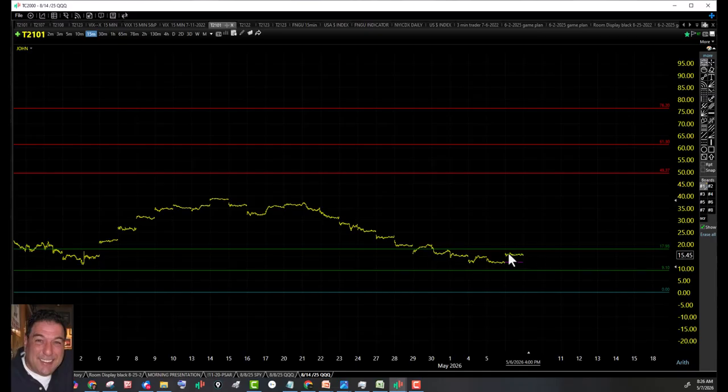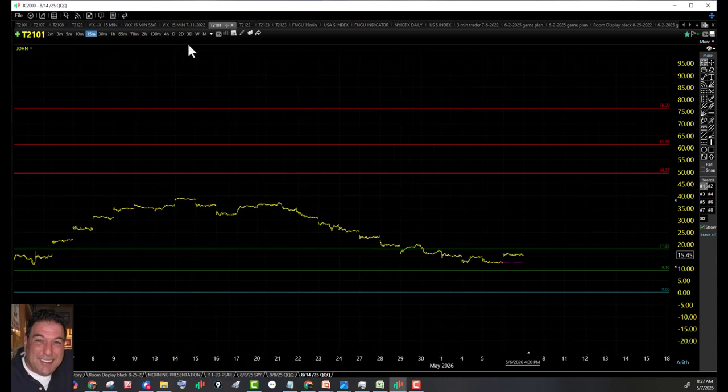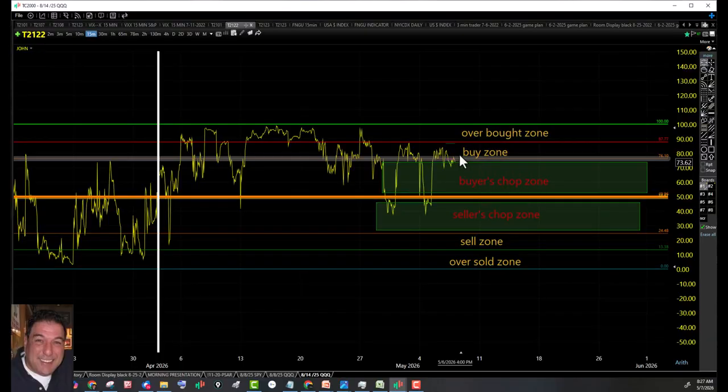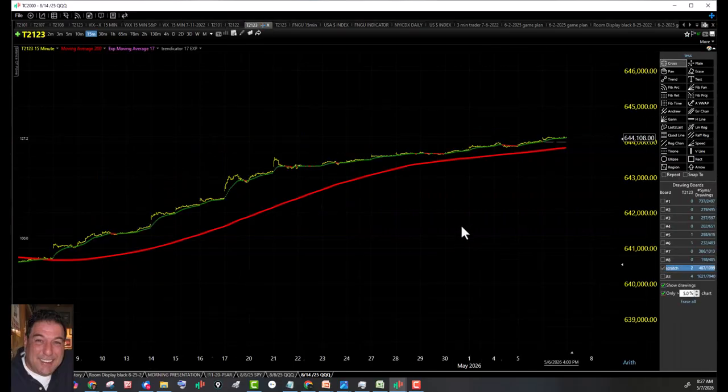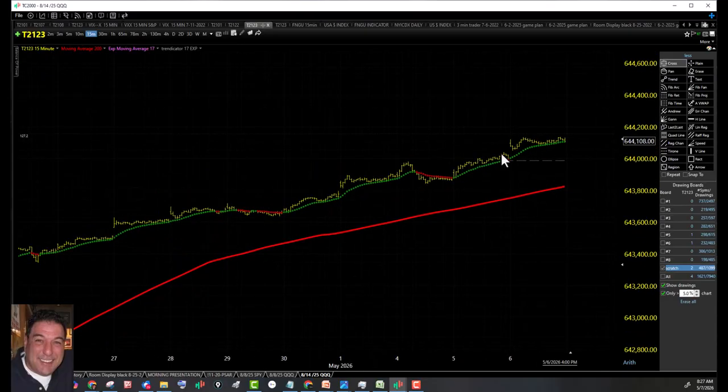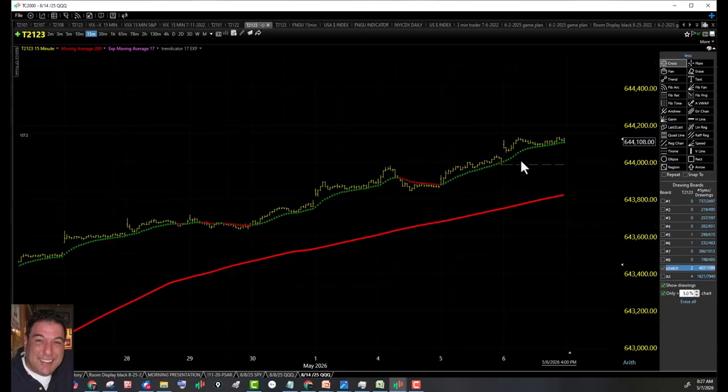T2101. Okay, so as we made new highs, market breadth, participation increased a little bit right there. That's a good sign. That's a bullish sign. T2122. We camped out inside the buy zone. Okay, so that's another bullish sign right there. T2123, 15-minute chart. You're up over the rising 200 SMA. That's where you want to be if you're a bull. And we made another new all-time high.